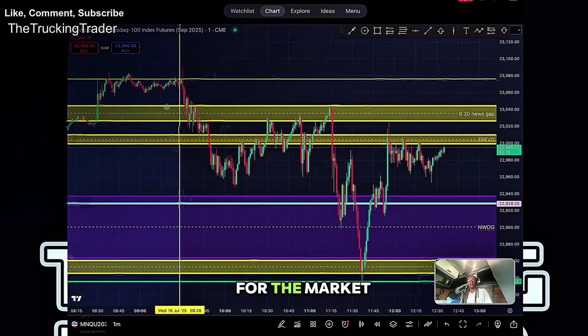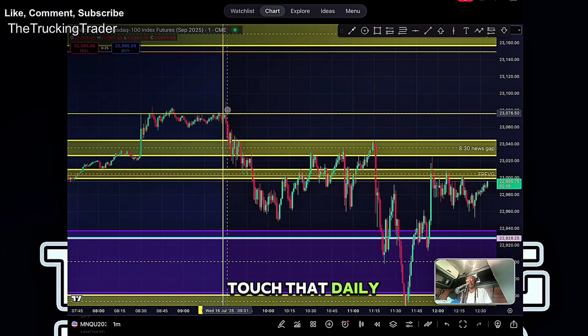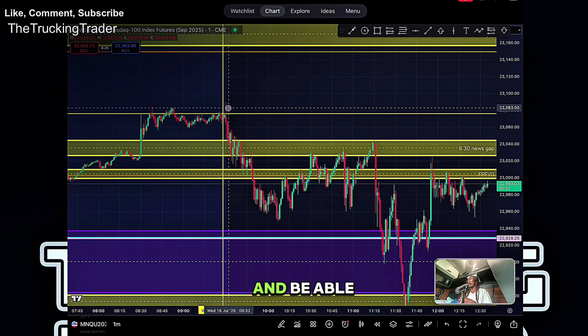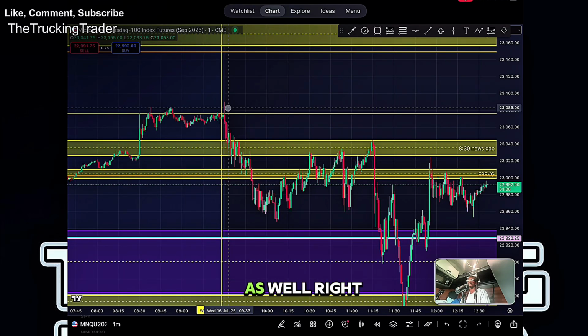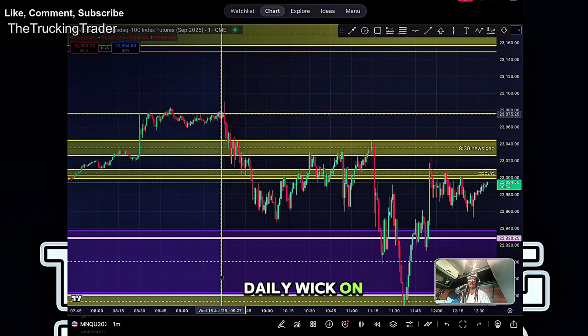I was waiting for the market to come back up when the market opened and see if we were going to touch that daily wick, right? And the reason why I'm telling you guys this is because I want you to go into your chart and be able to look at this for yourself as well, right? So I was looking for this daily low, that daily wick from the daily time frame. I was looking to see if the midpoint of that wick was going to get hit.